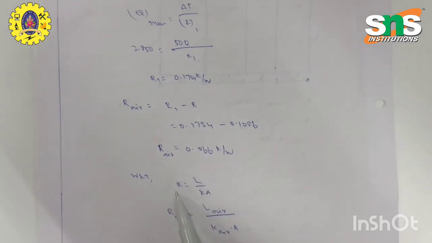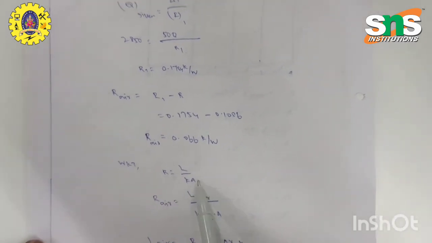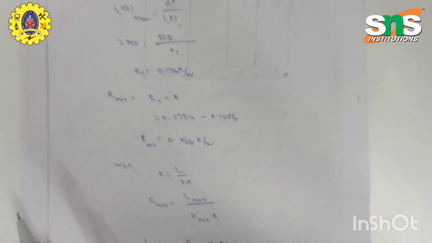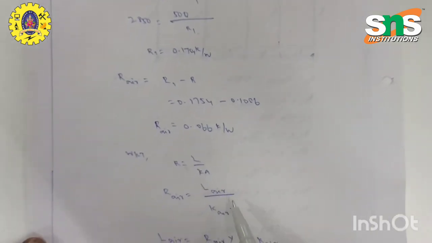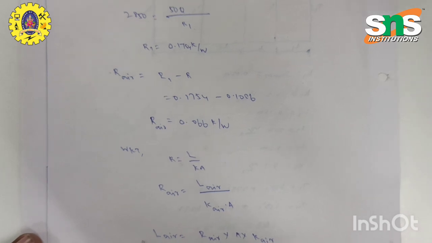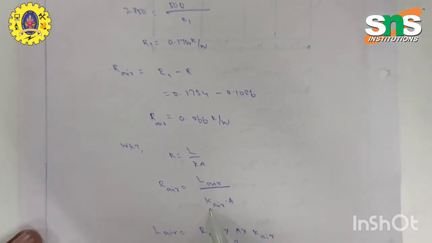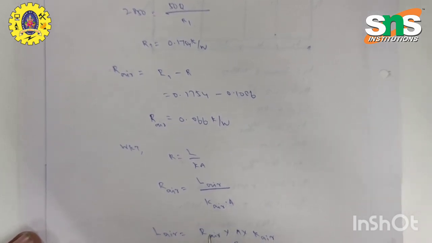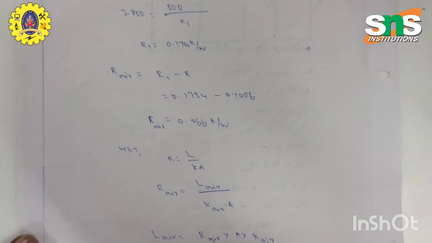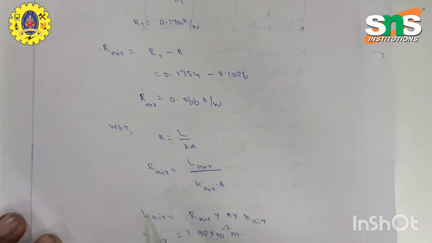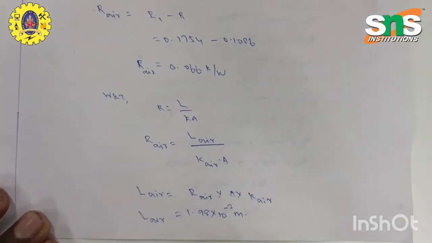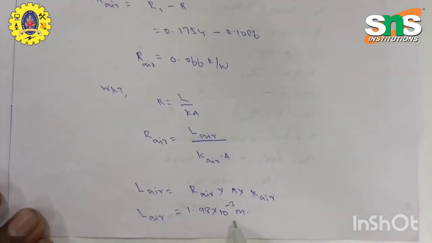We know the basic resistance formula R is equal to L by KA. So the R of the air gap is equal to L of the air gap by K of air into A. From this equation, the L of the air gap is the thermal conductivity of air into area into resistance of the air gap, and we get the final length of the air gap as 1.98 into 10 power minus 3 meter.